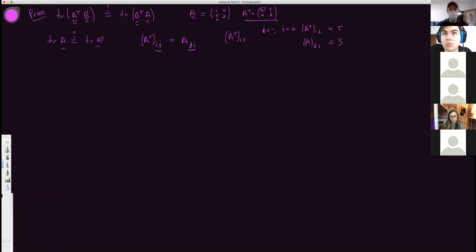Otherwise, if I didn't switch J and I, then I would be saying that A transpose 1, 2 is A 1, 2. Well, that's clearly not true because A 1, 2 is 4 and A transpose 1, 2 is 5, right? So I have to switch them when I take away the transpose sign. And of course, if I want to go backwards, if I want to put the transpose sign back on, I gotta switch them again, right? Is that clear? Okay.